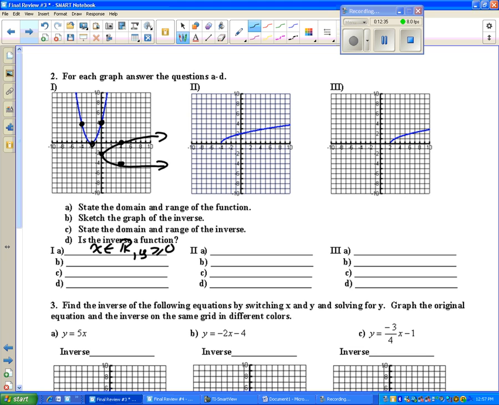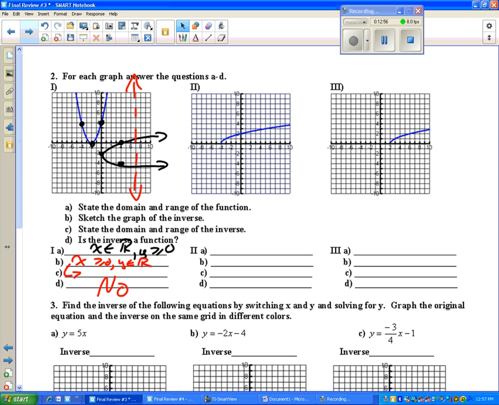State the domain and range of the inverse. They switch. So now x is greater than or equal to 0, and y is an element of all real numbers. That is for letter C. Is the inverse a function? If I do the vertical line test, it fails, so no.